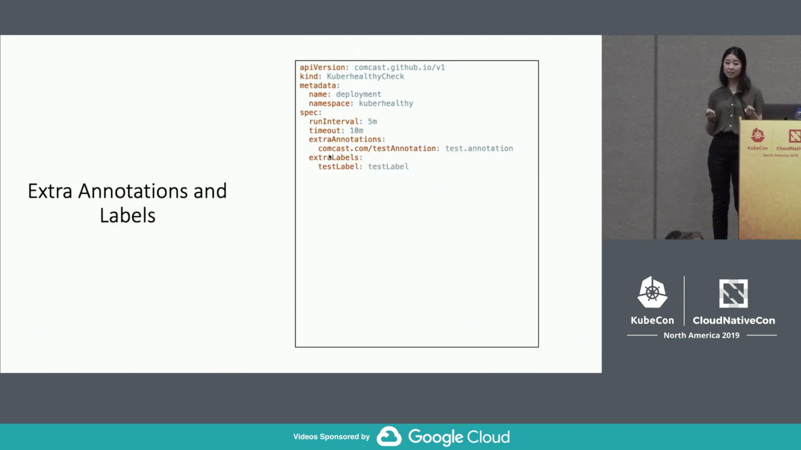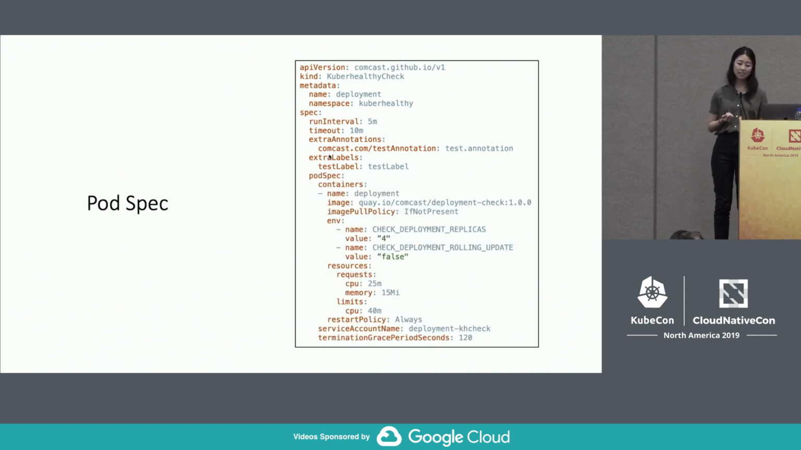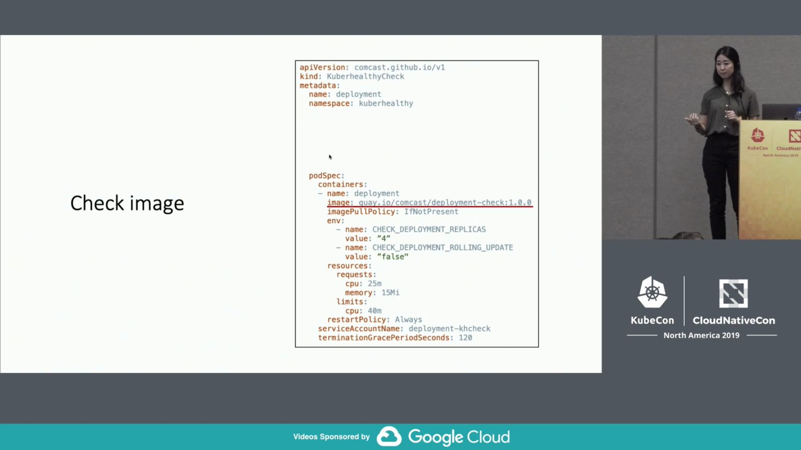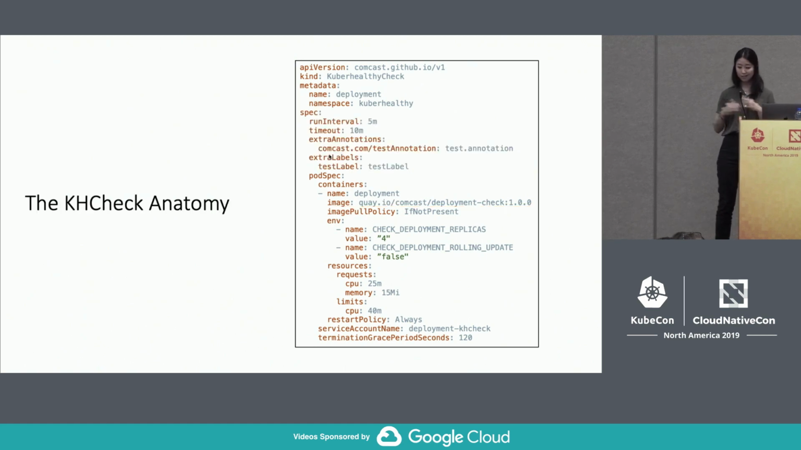You have the ability to add extra annotations and extra labels. And lastly, we have our pod spec, which essentially looks like any other pod spec you'd find in a Kubernetes resource. It has all your information on the container that's being run, as well as the image of your check program. And this pod spec essentially is what's being provisioned by Kuberhealthy. And there you have your KH check configuration.